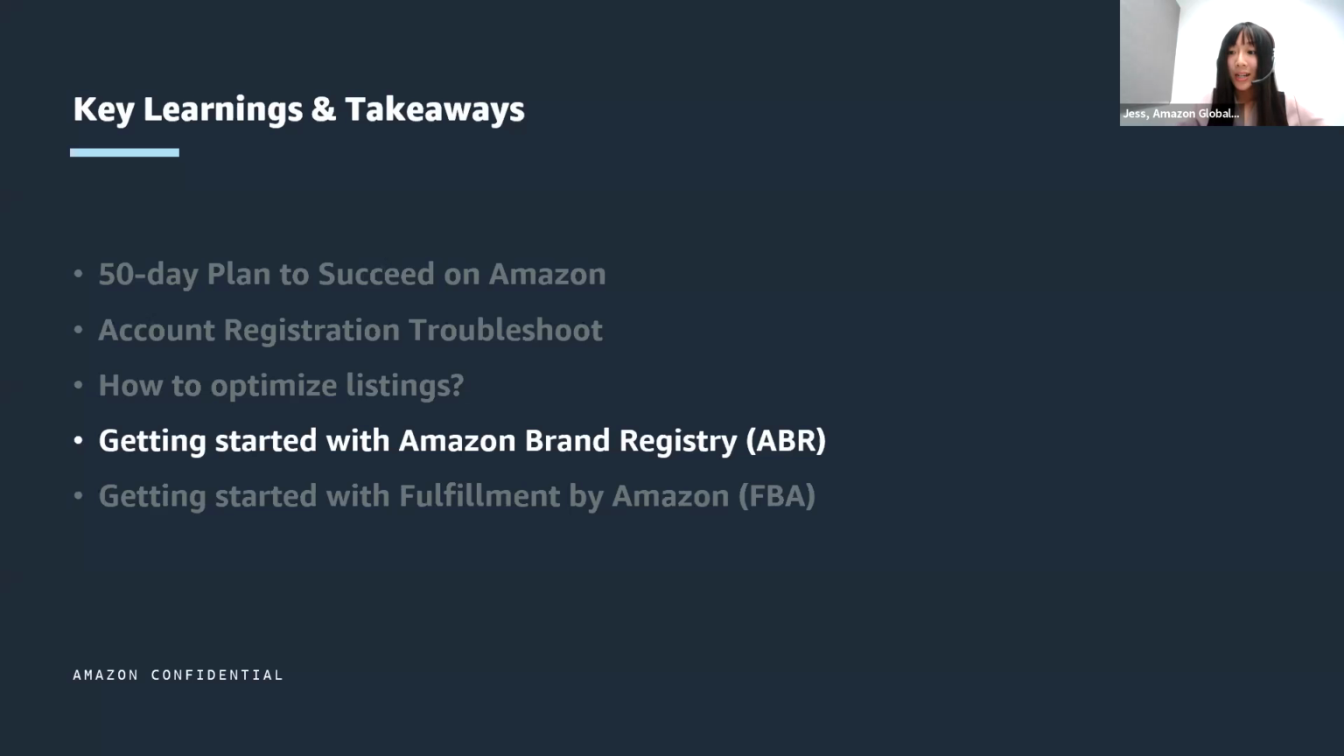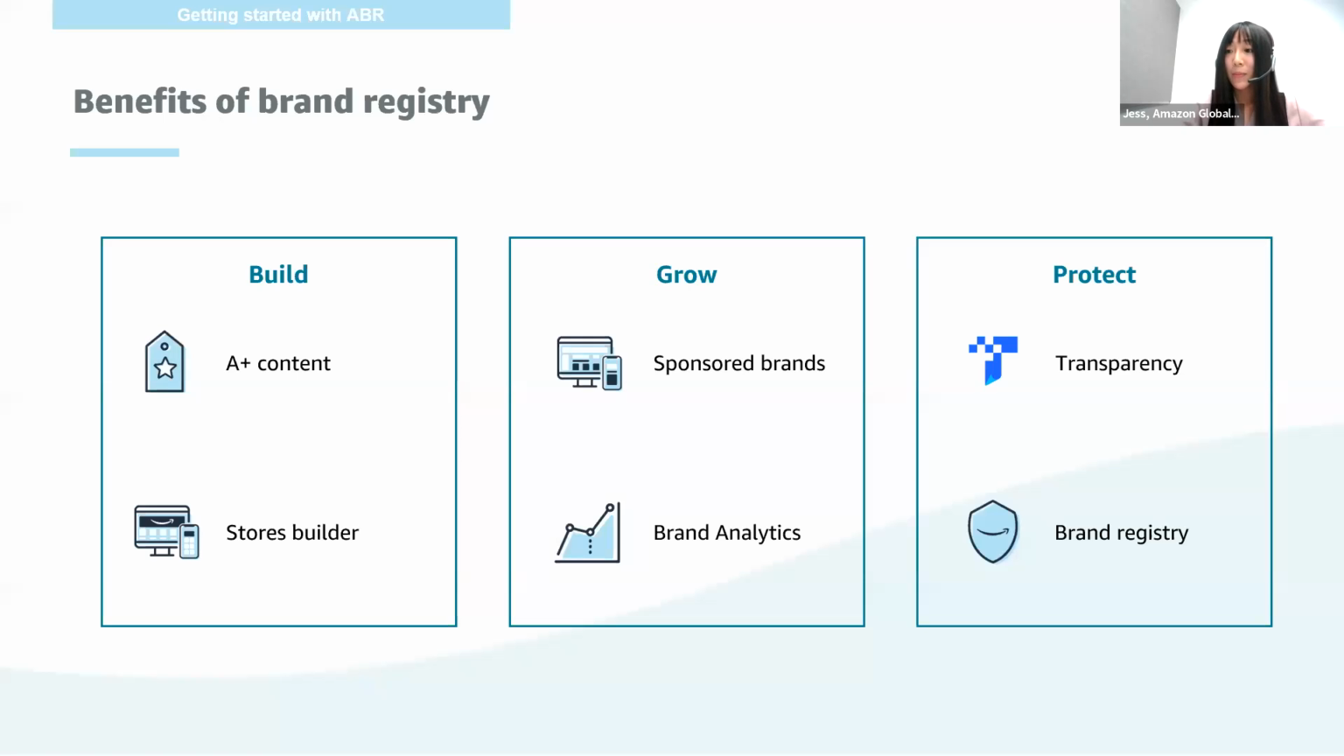Earlier I've already touched on some of the benefits of ABR, where you can access exclusive tools to help you optimize your listings. So now let me bring you through how to get started with registering your brand on Amazon. Here are some of the benefits again of Amazon's Brand Registry. You have already seen how it can help you build your business with A+ content, which I've already covered. Stores Builder, I haven't had the time, but maybe in the next session, if you'd like to hear more about this, you can let me know in the feedback.